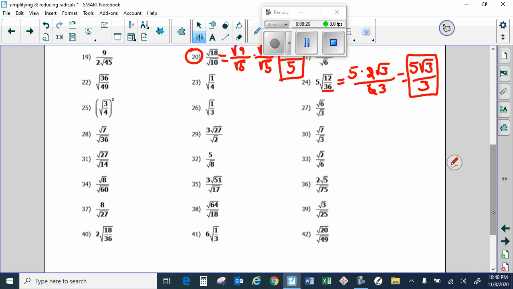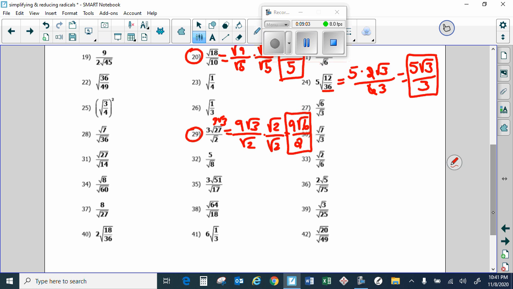Let's see. Anything else? Okay. Number 29, for example. Okay, there is no 27 divided by 2. That doesn't simplify, but don't forget, root 27 breaks down to 3 root 3. So that's 3 root 3 times the 3 out front gives me 9 root 3 over root 2. Now I rationalize it, root 2 over root 2, and I get 9 root 6 over 2. And that does not simplify, so I'm done.